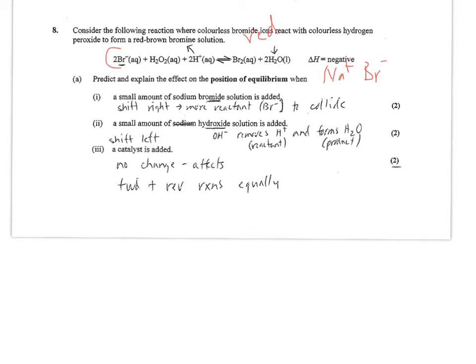Number 2, a small amount of sodium hydroxide. Now in this case, I've got Na plus and OH minus. And in this case, it's the OH minus that's going to have an effect. It's going to combine with the H plus. Okay, so with the OH minus and the H plus, it's going to have a second effect of producing H2O. So I'm not only removing H plus, but I'm making or adding H2O. So I'm definitely going to be shifting it to the left here.